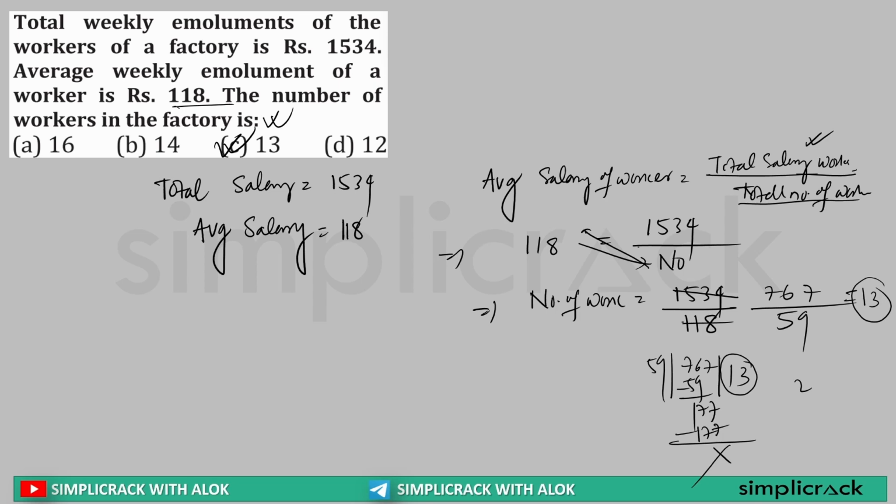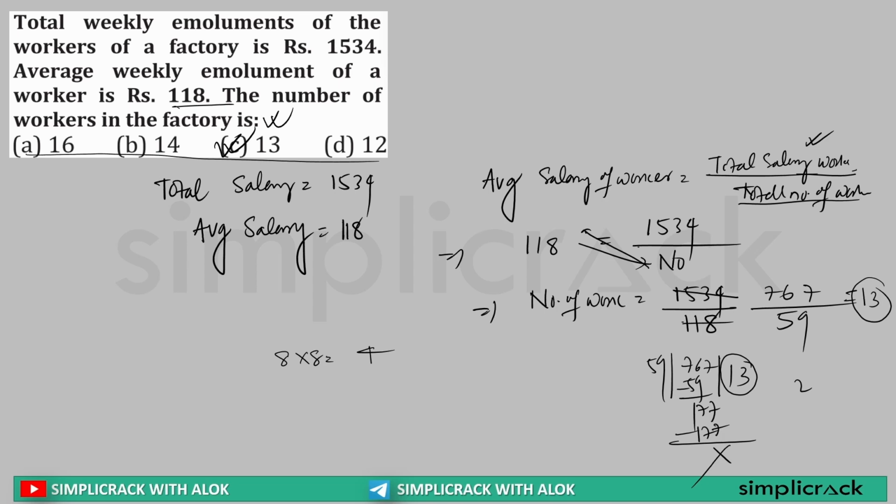Why could I not use the unit digit concept? Because there is nothing over here. See, 8 multiplied by 8 will get me unit digit 4, but there is no such option available there. That's why I did not use the unit digit concept over here.